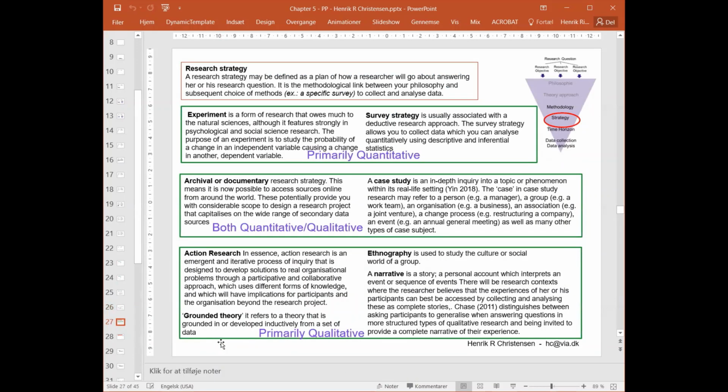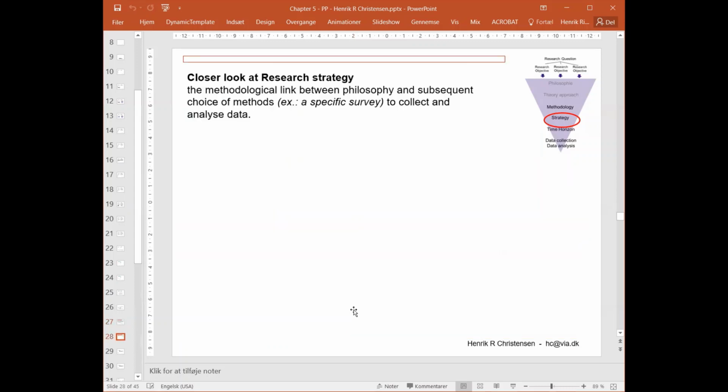So you have seen this overview before in another lecture, but I find it appropriate to have it here again. Now divided into primarily quantitative strategies, experiment and survey, and here archival, documentary and case studies, both quantitative and qualitative, and primarily qualitative would be connected with action research, grounded theory, ethnographic and narrative research. So, taking a closer look at the research strategy.